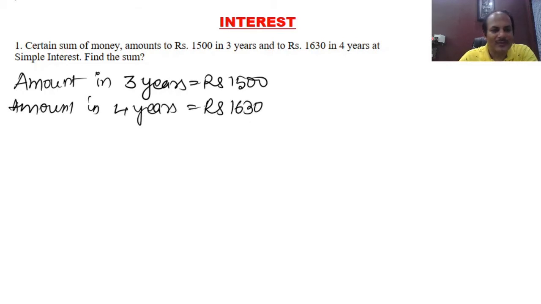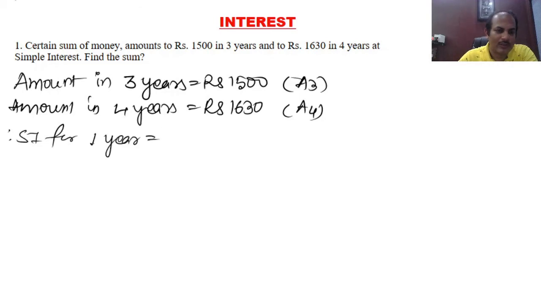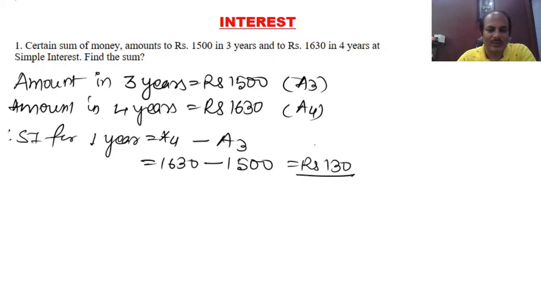So what would be the difference of these two values? In short, I can write it as A3 and A4, that is the amount in 4 years. The difference of these two values will give me nothing but the interest for 1 year. So I can write it as SI for 1 year, which is equal to A4, the amount in 4 years, minus A3, the amount in 3 years, which is equal to 1630 minus 1500, which gives me rupees 130. So this 130 is nothing but the simple interest of 1 year.